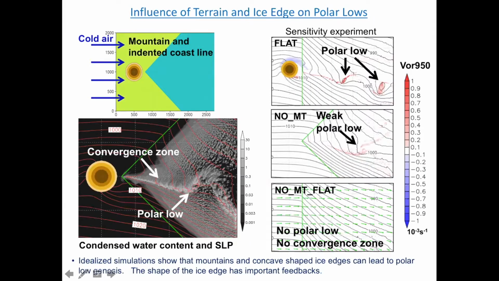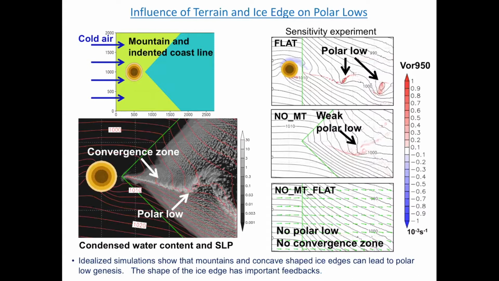This is just some theory about what can lead to these things. It's the combination of position of the ice edge, the influences of terrain, and cold air flowing over these features. You can generate these polar lows in the presence of topography on the ice edge, but with no topography and no sharp ice edge, you don't get similar amplification to these polar lows.